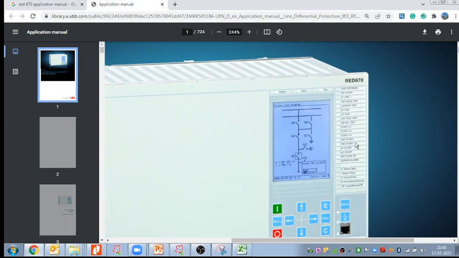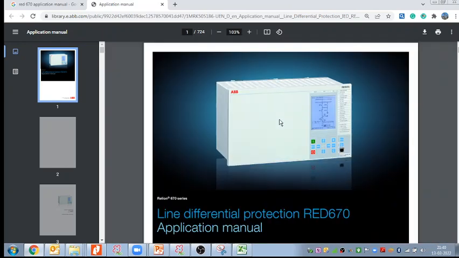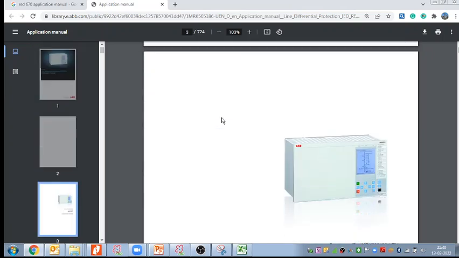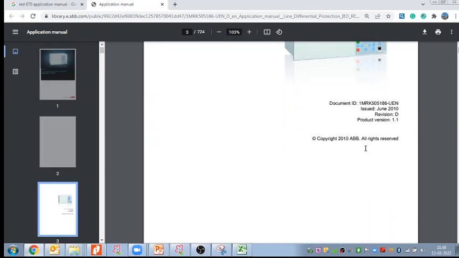These are the features: order close, supervision alarm, main bus 1, main bus 2, isolated. So line differential protection, RED670 application manual. Again 724 pages. No need to study 724 pages for the CT sizing calculations. Directly go to the CT requirement.